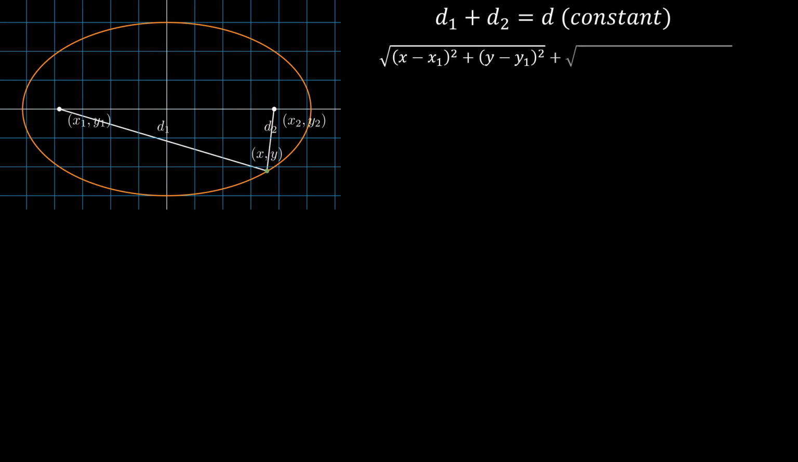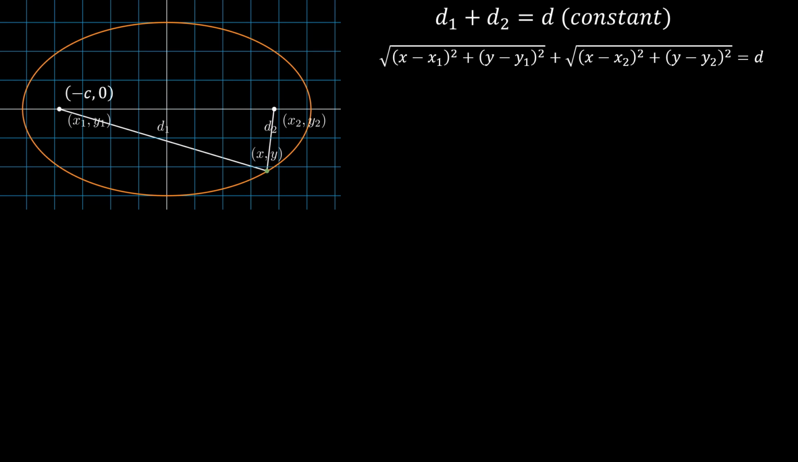So we have an ellipse, and let's assume we have d1 and d2 as the distances from focus 1 and focus 2 respectively, and we say that the sum is constant. So the square root of (x minus x1) squared plus (y minus y1) squared is d1, and the square root of (x minus x2) squared plus (y minus y2) squared is d2. That sum is equal to the constant, the distance or length d.